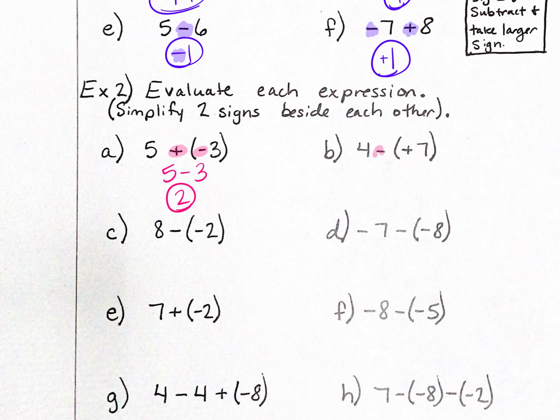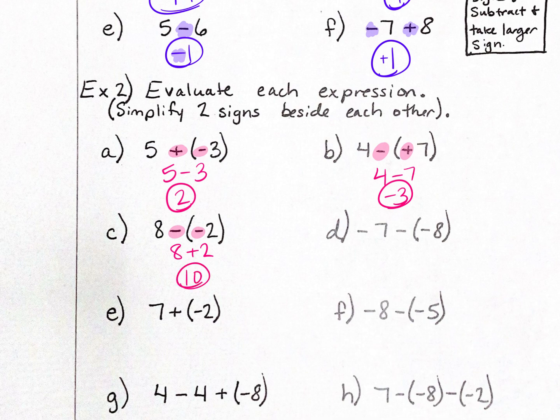For B part, we have 4 minus a positive 7. A positive times a negative is a negative. So 4 minus 7 is negative 3. For C part, we have 8 minus a negative 2. A negative times a negative is a positive. So we get 8 plus 2, which is 10.